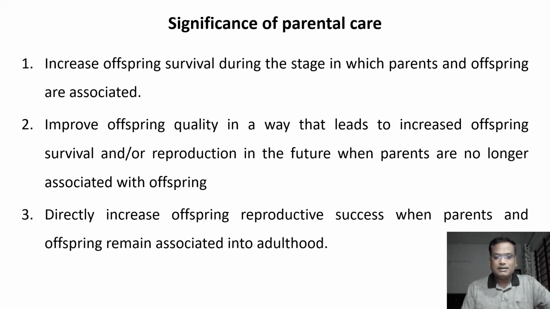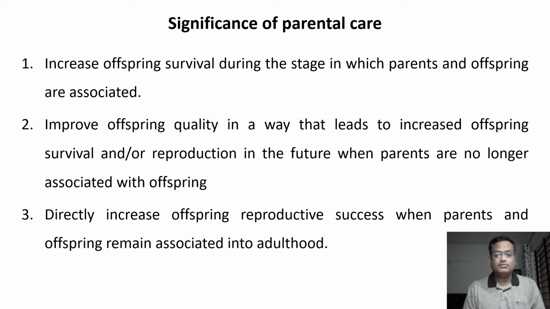When we talk about parental care, it appears to be very simple, like parents protecting their young ones, because they are helpless, because they are not capable of taking care of themselves. But nature is playing something else in this behavior. It directly increases offspring's reproductive success when parents and offspring remain associated into adulthood. This is what I was trying to tell you again and again. Remember, this particular behavior of the species is associated with the evolutionary concept, the fitness concept. Remember, parental care is one kind of fitness, right?